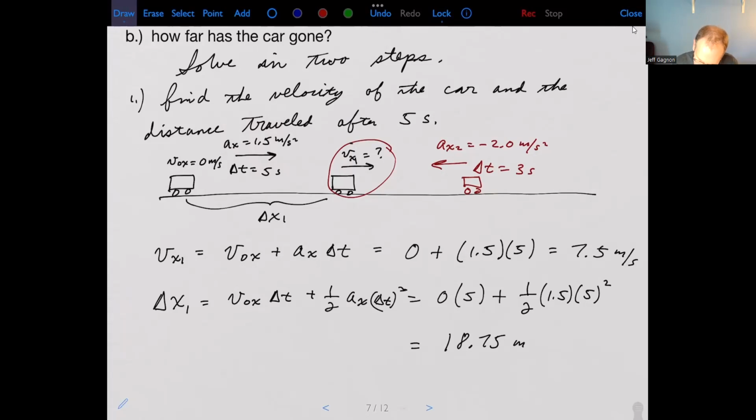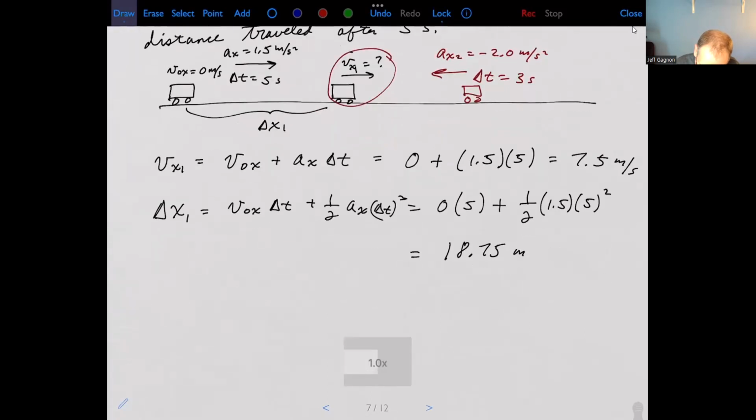Now, the second part, you can think of this as the following for part 2. Now, the car has an initial velocity of the velocity that we just found, right? Of the 7.5. Because at this point right here, it's traveling at 7.5. So now we're just dealing with the second part, right? This part right here, where it has this velocity of 7.5, and now it's decelerating for 3 seconds.